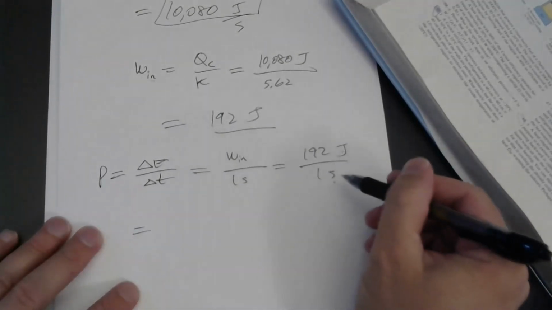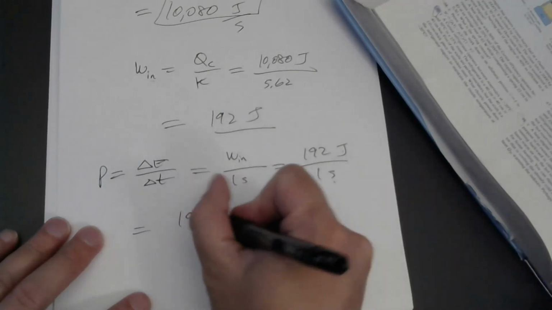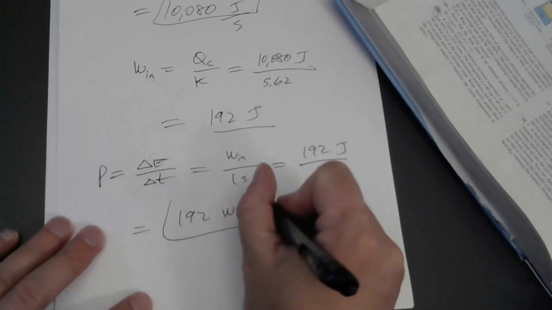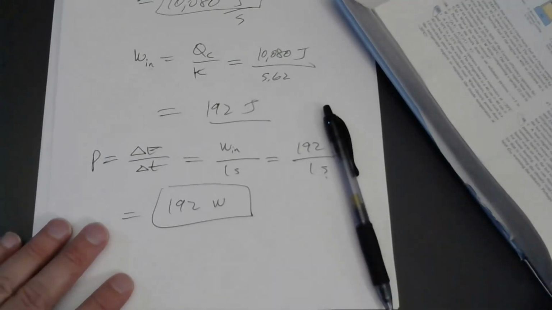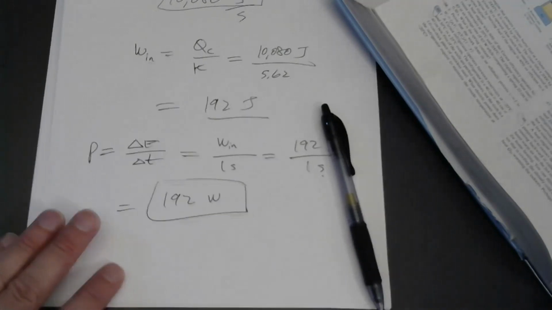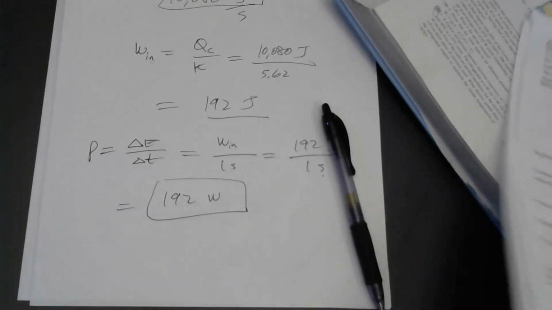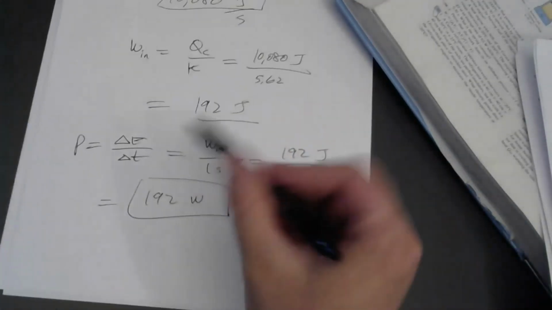And there it is. A joule per second is a watt. What is that? It is a watt. 192 watts. That sounds about right. Your book's answer, 2.8 kilowatts? I mean, that can't be right. Okay. Book made a mistake, and I just made a mistake too. I think I dropped a 0.